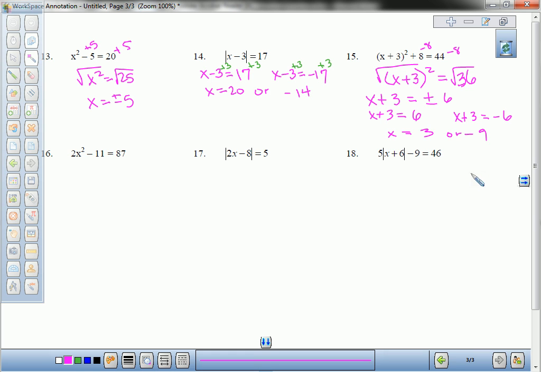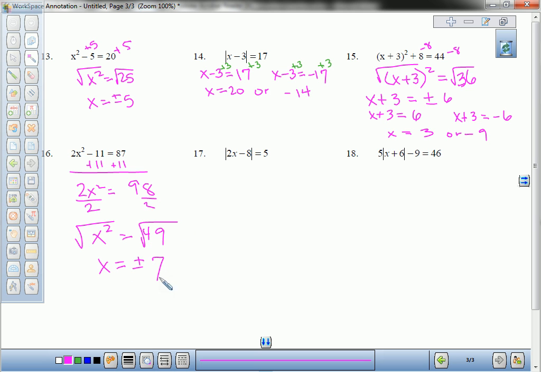Questions about number 15? Right, this one, when we add 11, we get 2x squared equals 98. And then we divide by 2, and it works out so nicely. We get x squared equals 49. So we take the square root, and you get positive and negative 7.